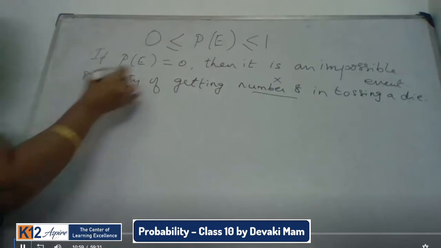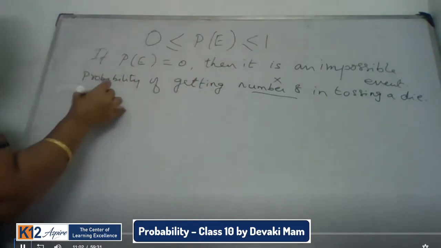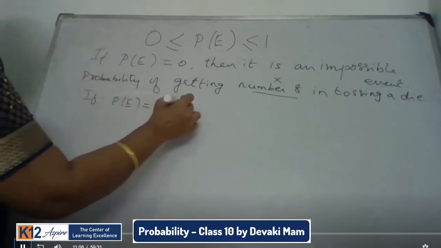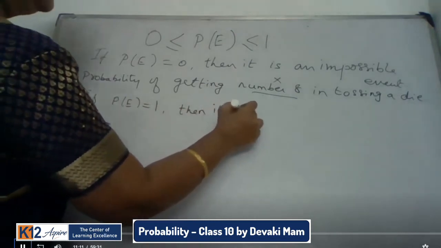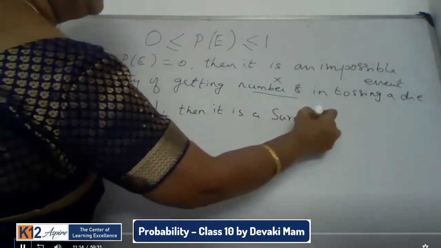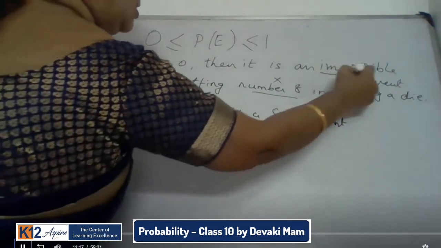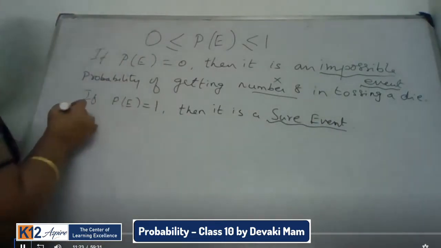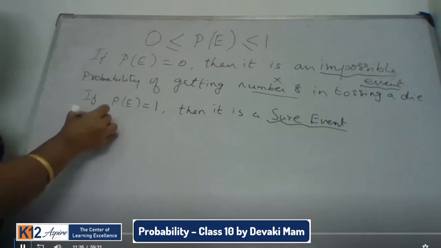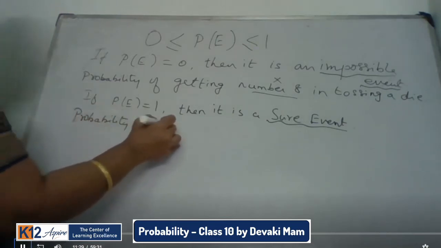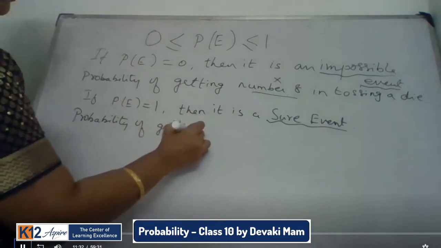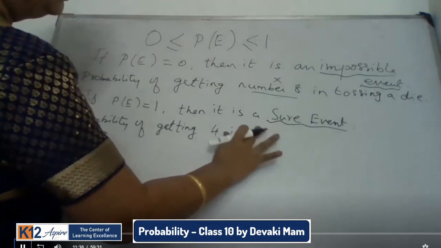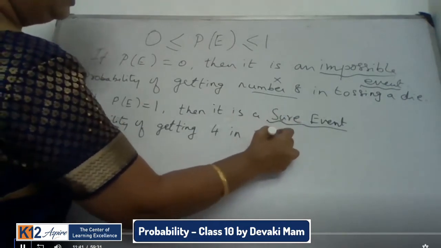Next one, if the probability of a particular event is equal to 1, then it is a sure event. These are the two important terms we need to study here. Sure event. So let us take the example: the probability of getting the number 4 in rolling a die.